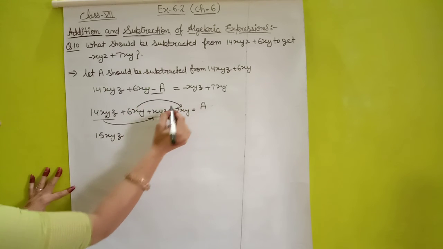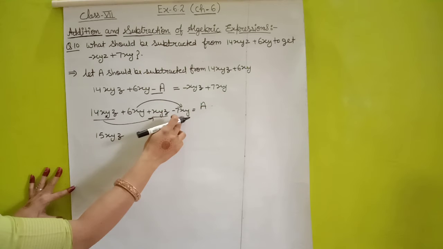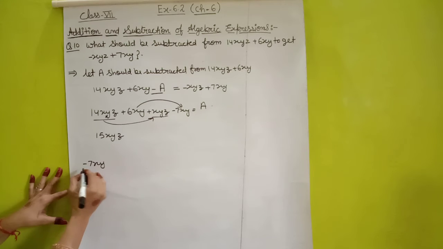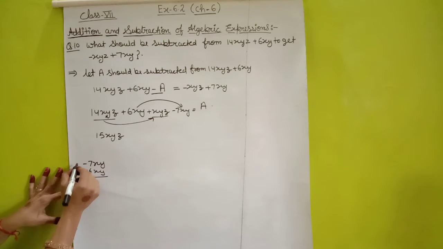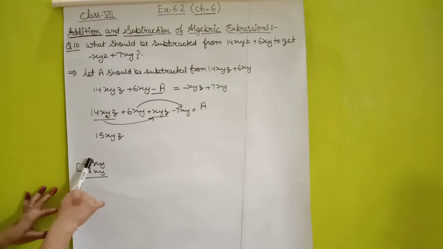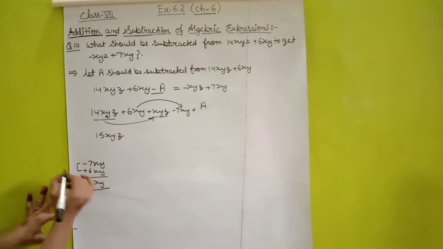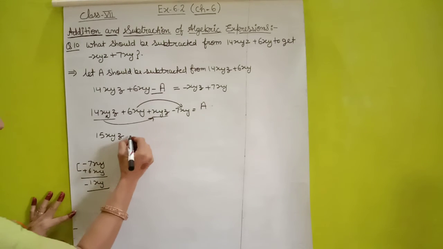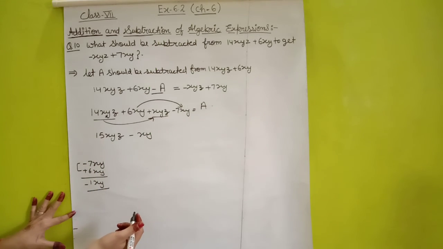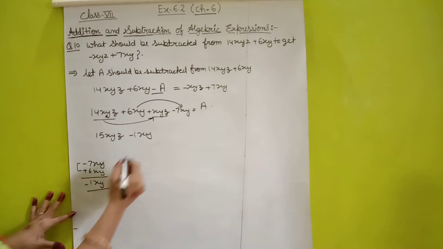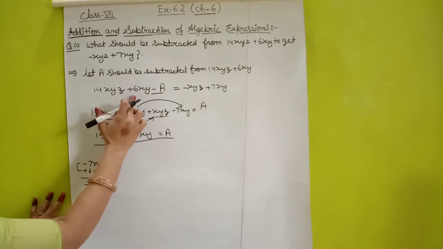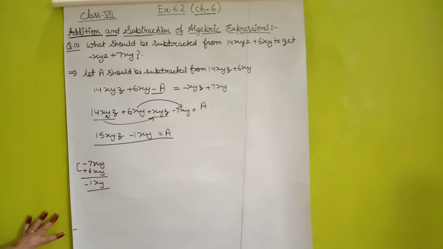And these both are like terms, 6xy minus 7xy. So minus plus will be minus. Here in rough column, minus 7xy plus 6xy. Minus plus will be minus. 7 minus 6, 1xy with minus sign, because greater number 7 is having minus sign. So what will come? Minus xy, or you can write 1xy. Okay, so this is the value of a. So this we will subtract from 14xyz plus 6xy, and we will get minus xyz plus 7xy. Okay students.